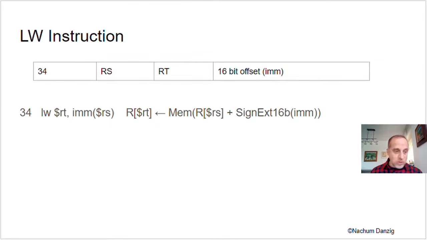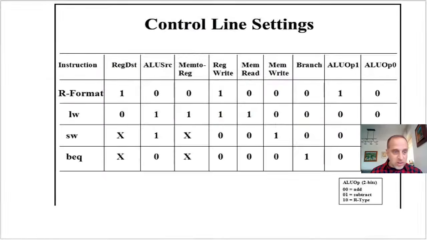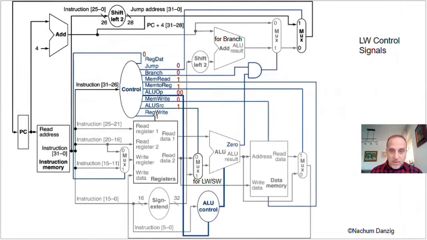So the first thing we're going to do is look at these ones and zeros, the ALU source, for example, mem to register, and we're going to copy those into the data path. So that's what we do here. So, for example, this is the load word control signals.